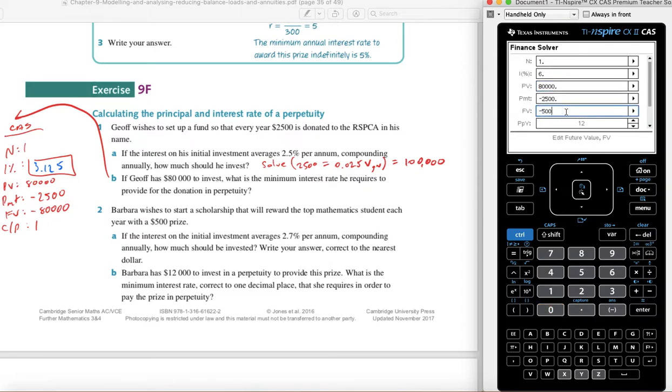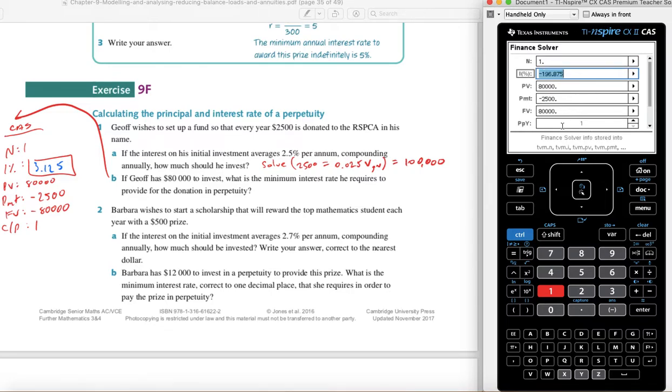And remember, for a perpetuity, the PV and the FV must be the same. And it is done annually. So down here in the payments per year, he's only going to do it once a year, so that has to be 1. So compounds and payments per year is just 1. We get up to the interest rate, which we want to find out.